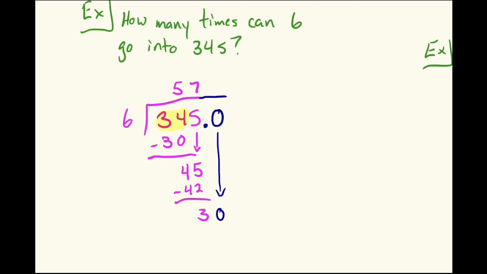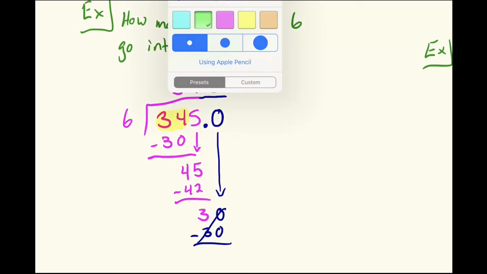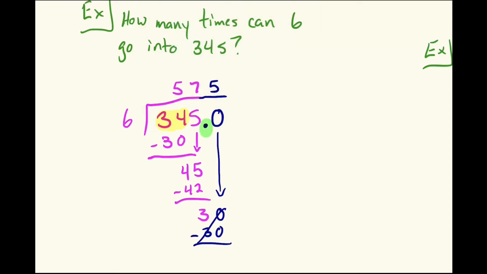How many times can 6 go into 30? Well, 6 can go into 30 5 times. 5 times 6 is 30. And we know that we're done, because we got an even answer. The last thing that we have to look at here, I'm going to highlight this in green for you. That decimal that we put in, we have to put a decimal in our answer. And notice that they have to be lined up, matched up. So, how many times can 6 go into 345? It can go in 57.5 times.